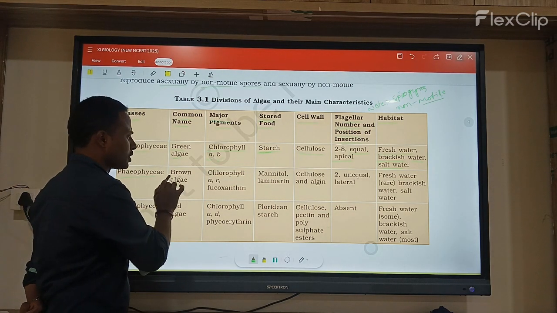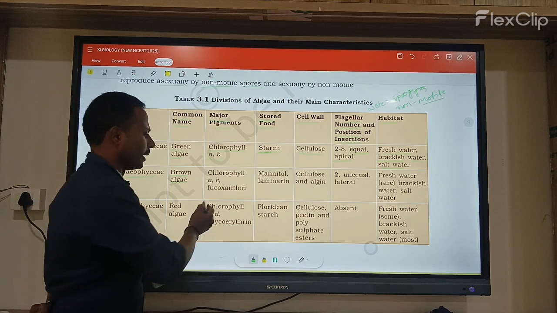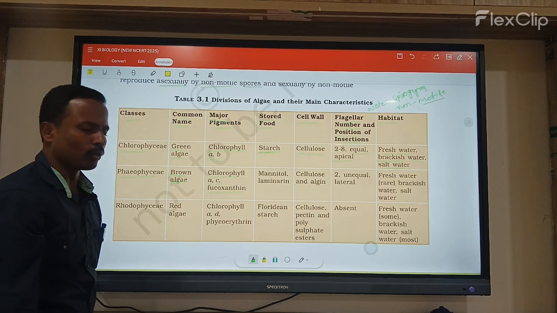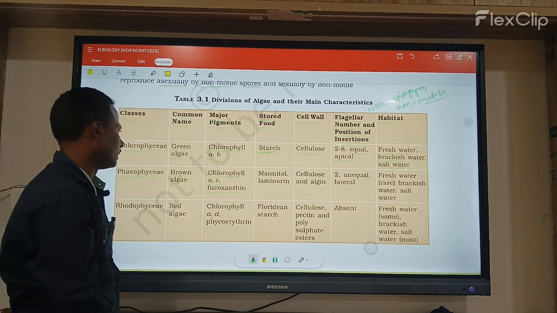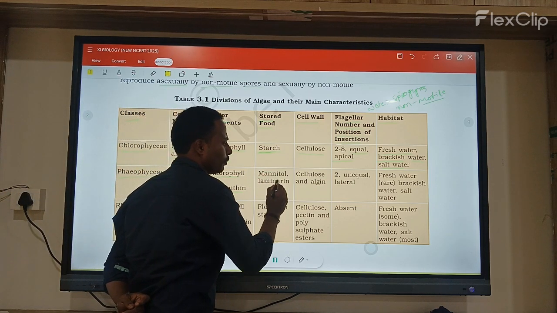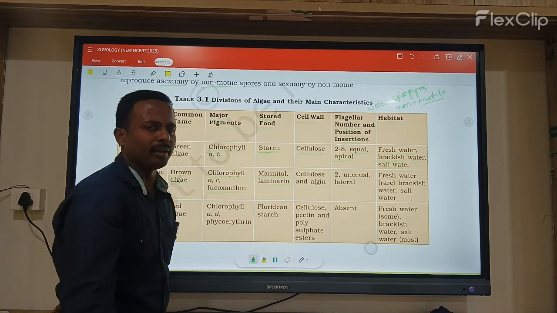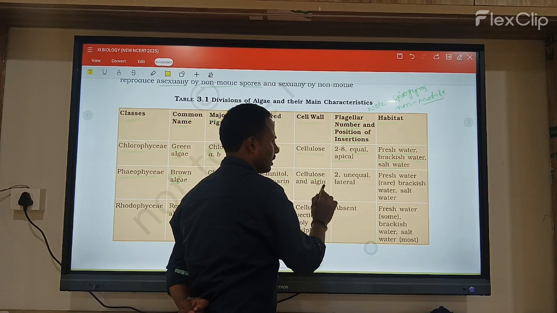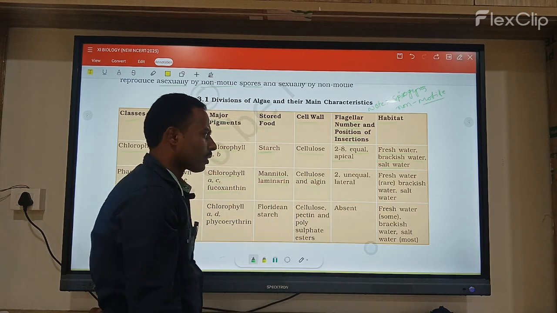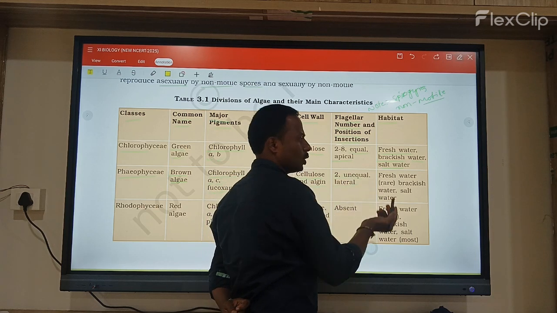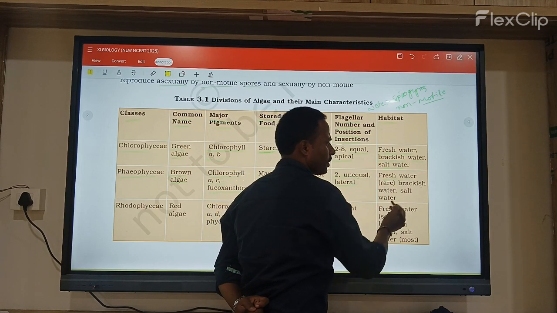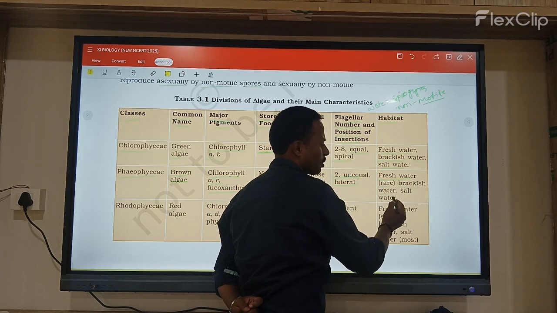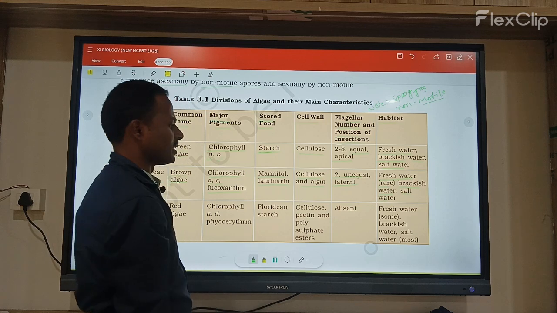And Phaeophyceae is called what? Brown algae, and they consist of chlorophyll A and C pigments, and a few xanthophyll pigments are also present in Phaeophyceae. The food is stored in the form of laminarin and mannitol, and the cell wall is made up of cellulose as well as algin, and two unequal lateral flagella are also present. The habit is fresh water, rarely, and brackish water and salt water habits also, in which Phaeophyceae survive.